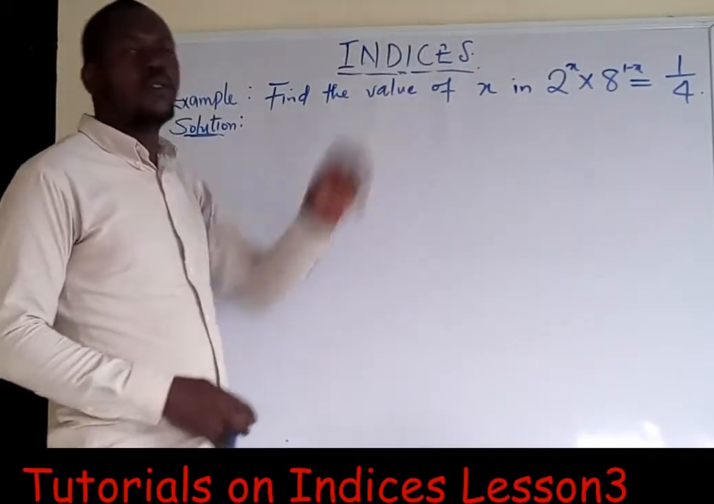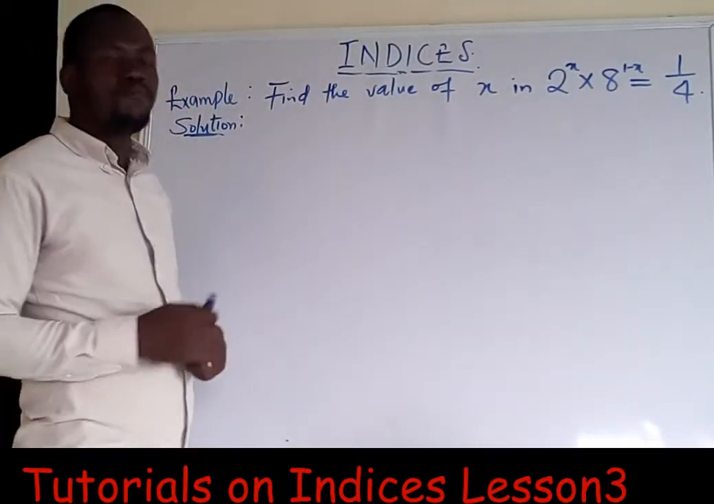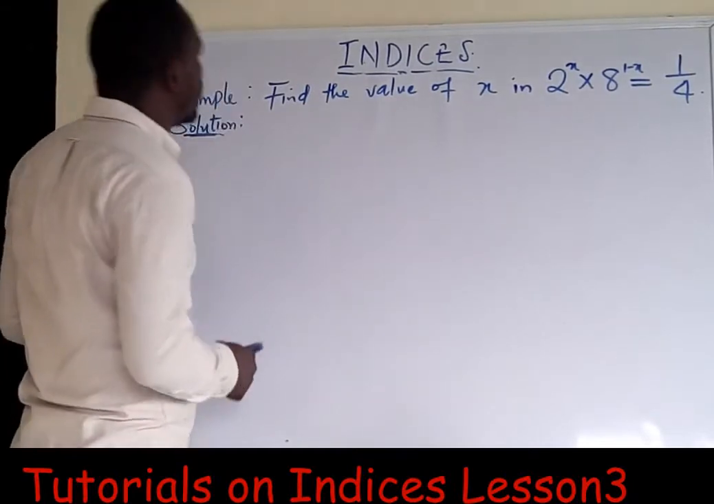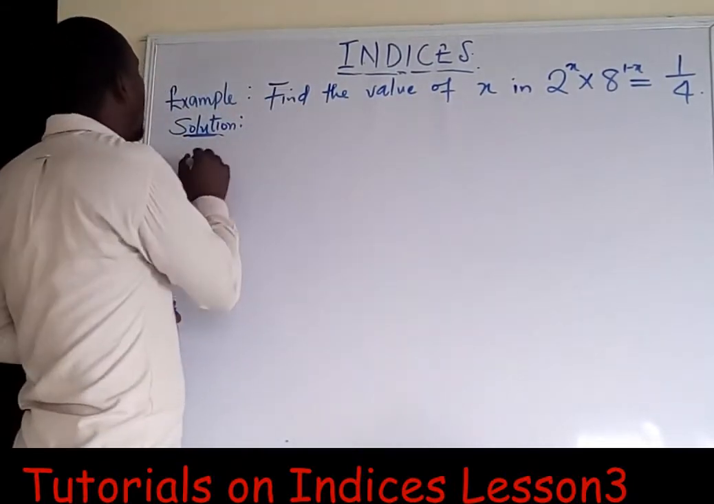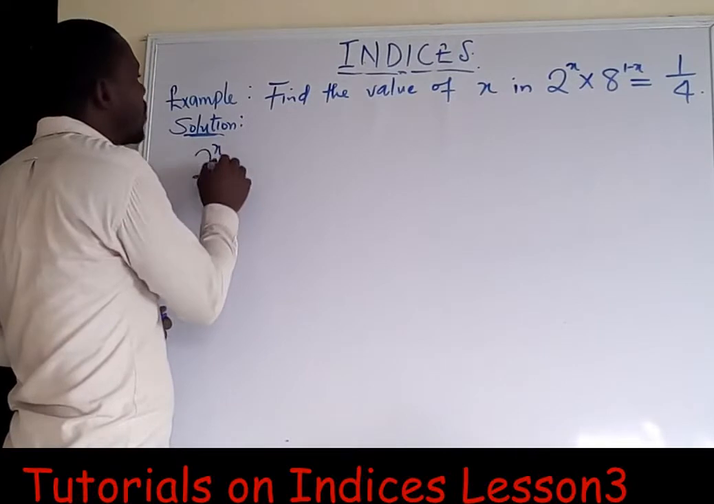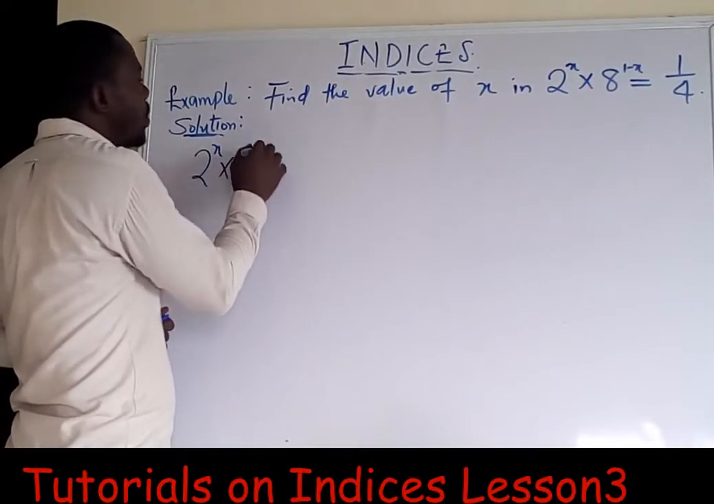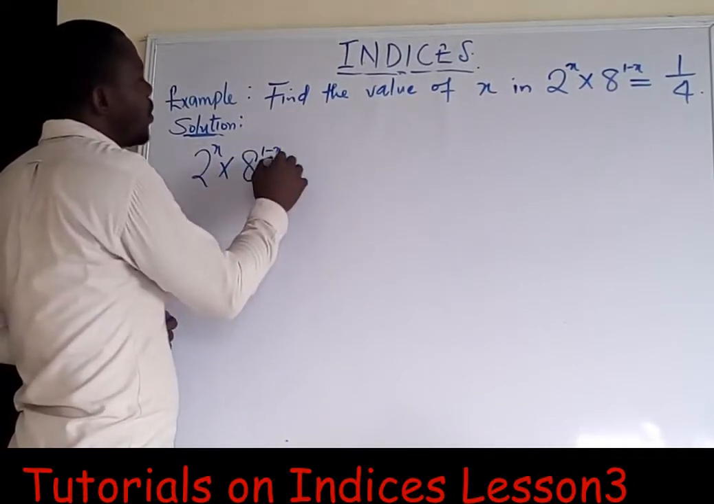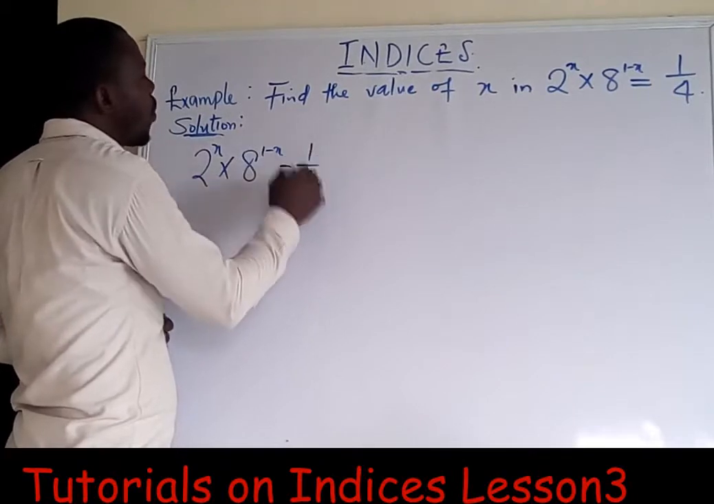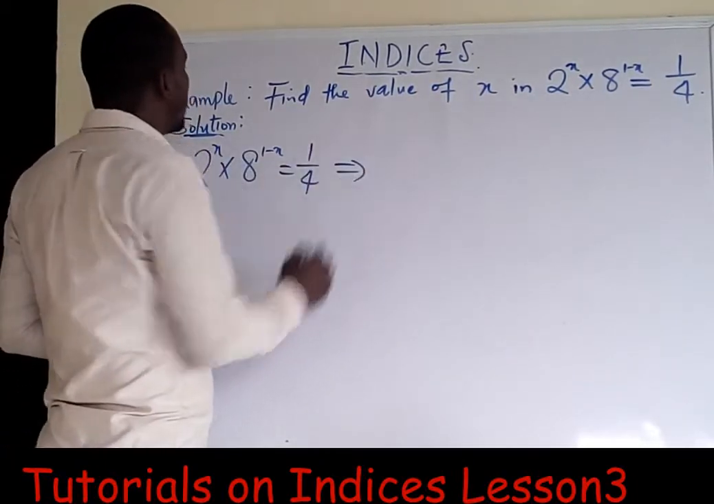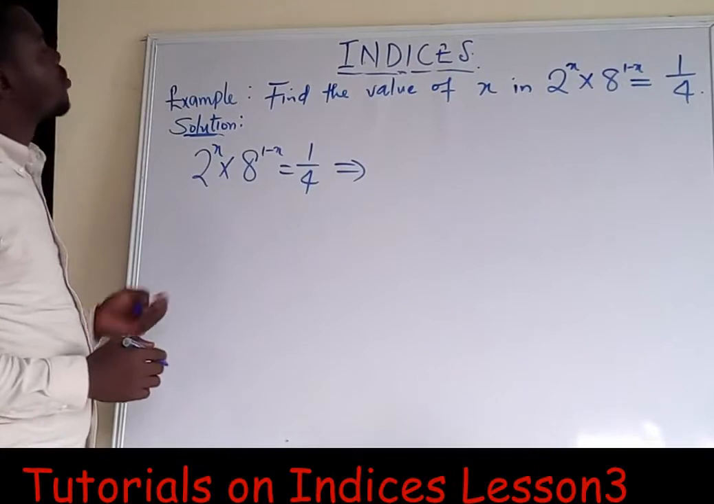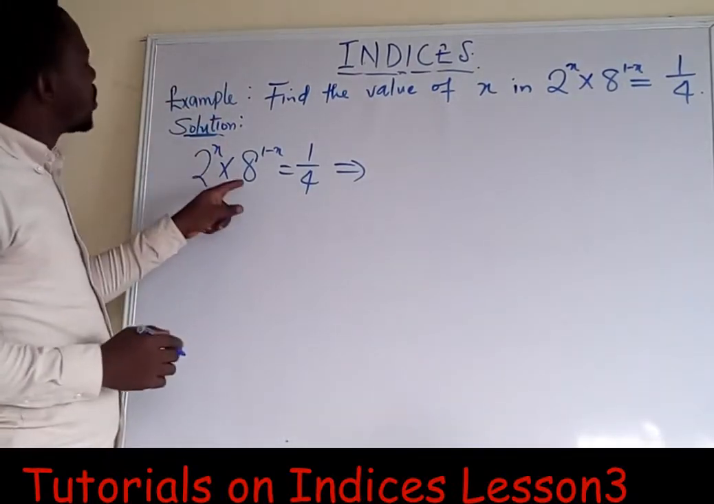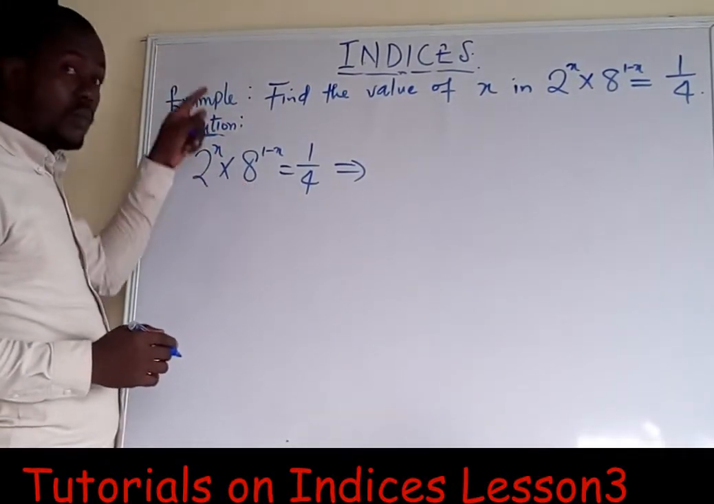So we want to find the value of x in that particular equation. Now, write the equation 2 raised to the power x times 8 raised to the power 1 minus x equal to 1 over 4. Now, the next thing I'm going to do here is I want to make everything linear, and I want to transform this one to 2 raised to the power something.